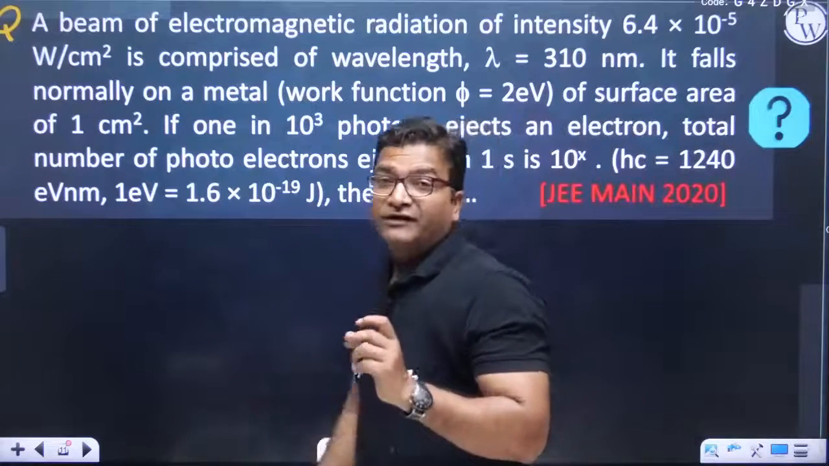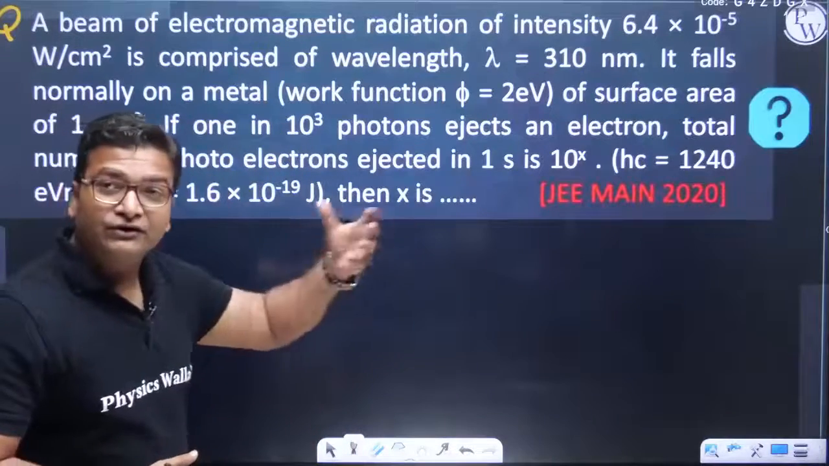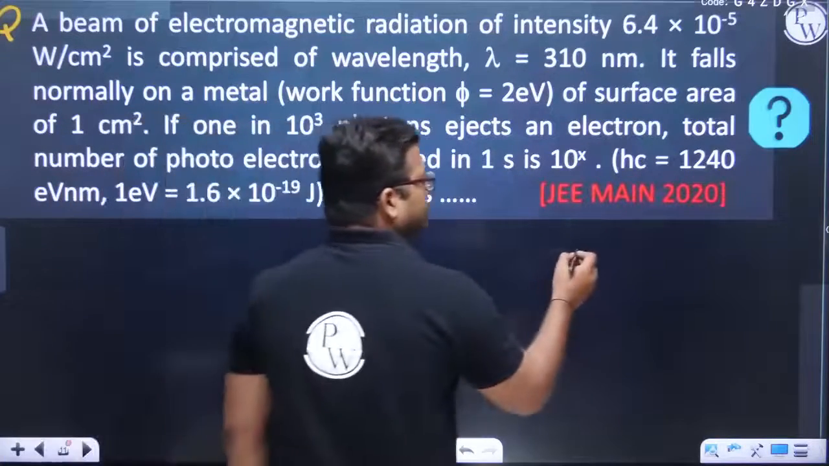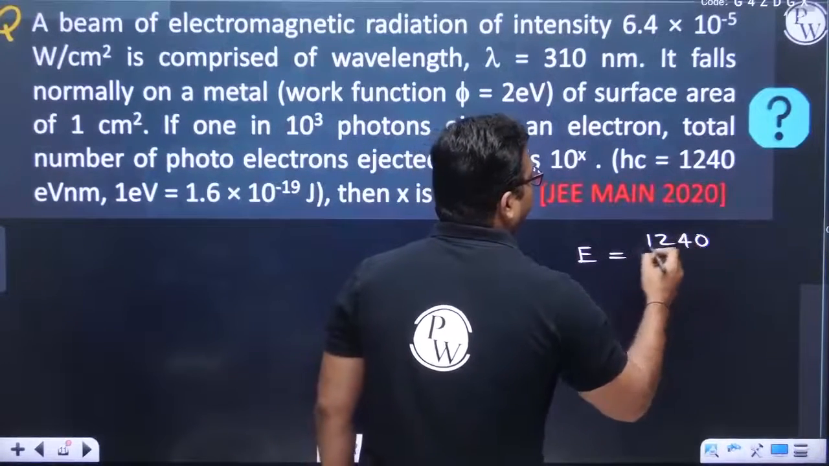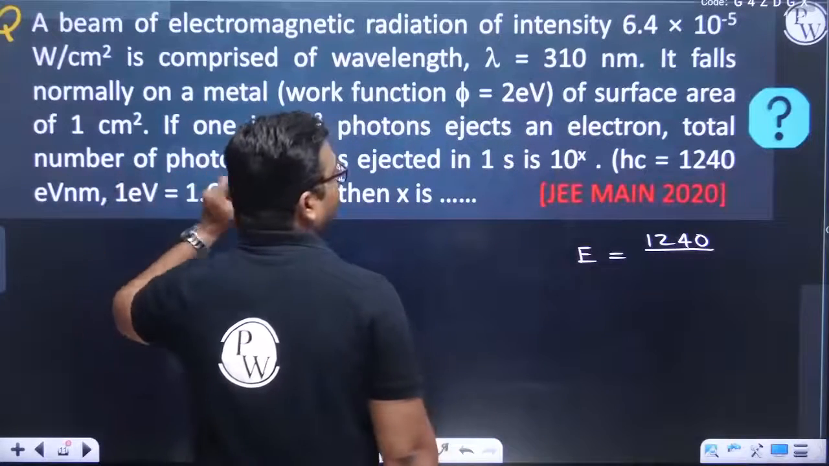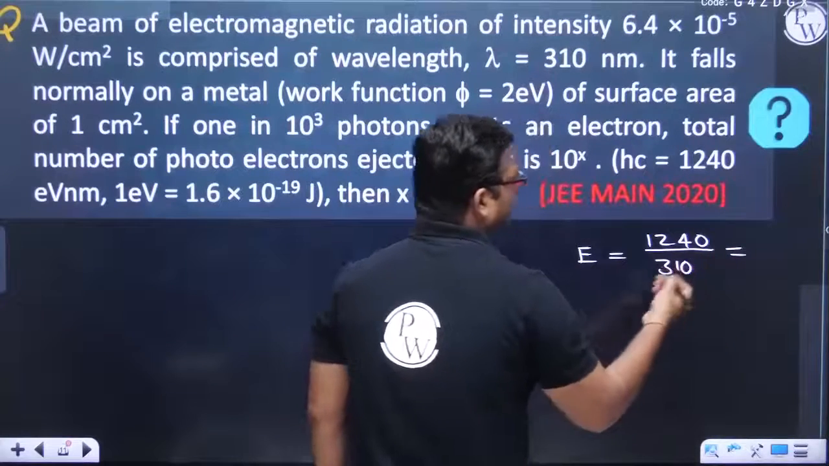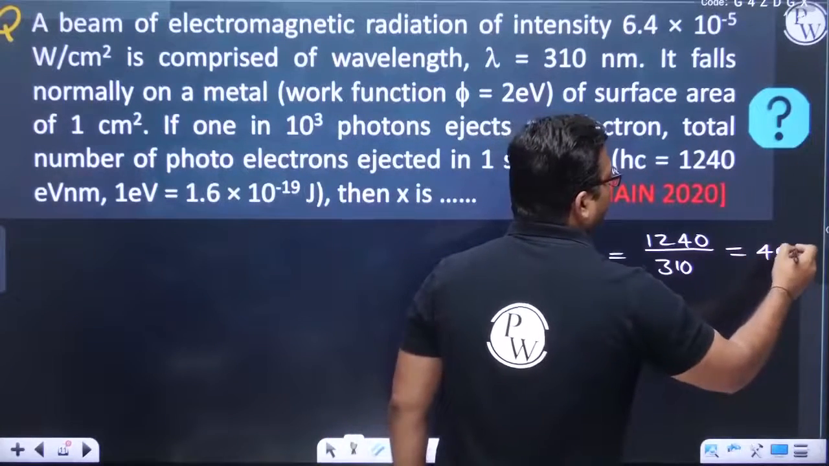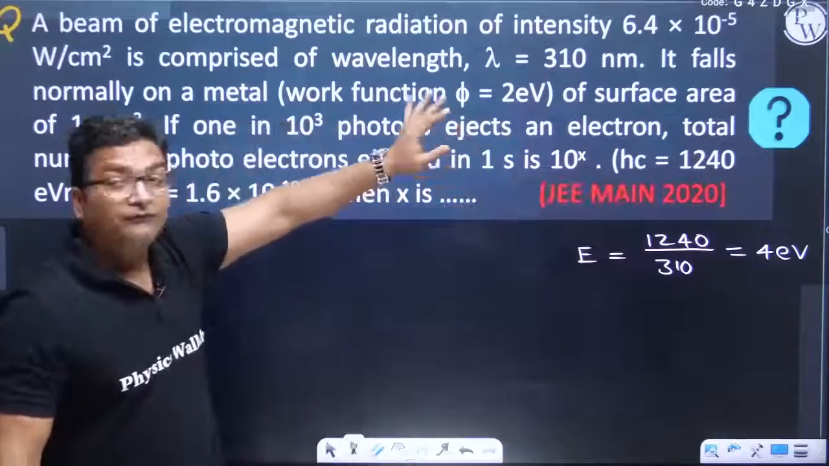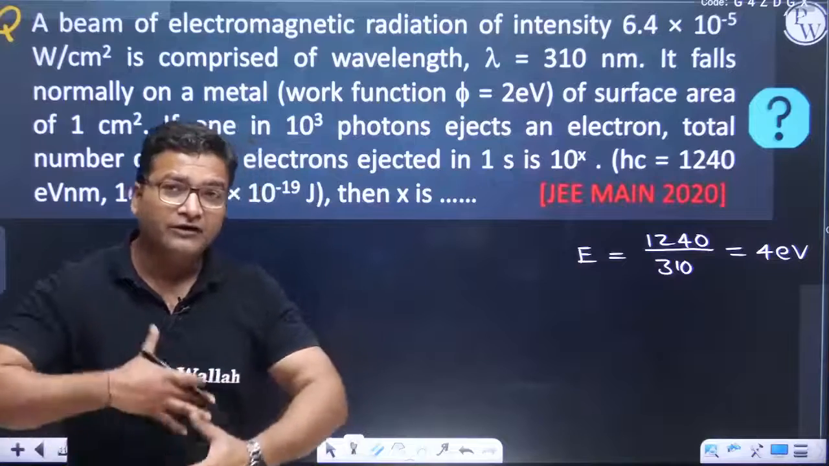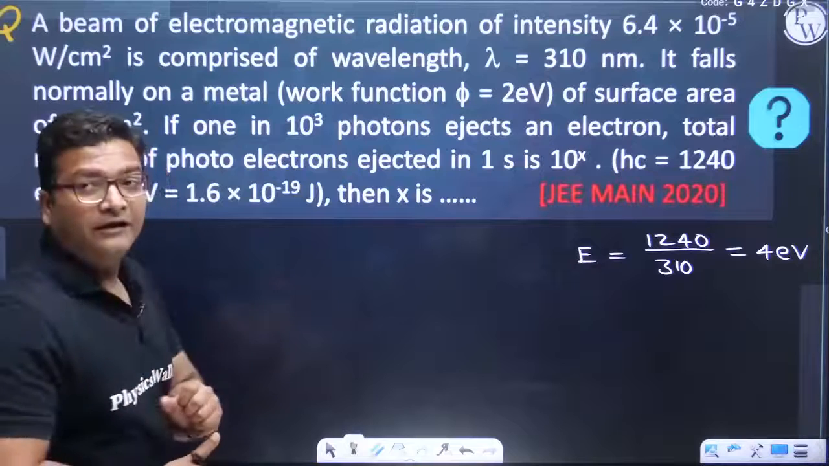Actually, we will first check whether the photoelectrons are really being emitted or not. So let us see what is the energy of the photons. The energy of a photon is given by hc by lambda, where hc is 1240 divided by the wavelength of the photon, 310, and if you solve this you see the energy is 4 electron volt. And if the energy is 4 electron volt, which is more than the work function of the metal, obviously the photoelectrons would be emitted. If photoelectrons are emitted, let us see how many.